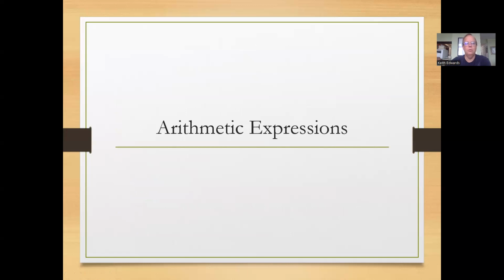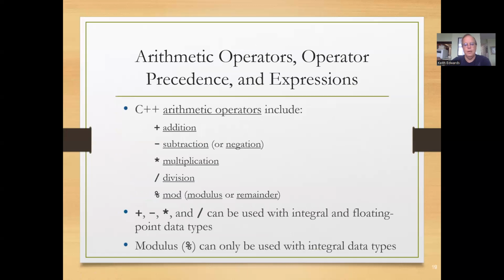So when we have our variables and values, we can do arithmetic expressions. And the basic arithmetic operators include addition, subtraction, multiplication, division, and the percent, which is the modulus. That's the remainder. And you probably remember that if you did long division in elementary school. For example, 7 goes into 45 6 times with a remainder of 3. So 45 % 7 would be 3. It would give you the remainder. And they can also be used with integral and floating point data types, but the modulus can only be used with integral data types, with integers.